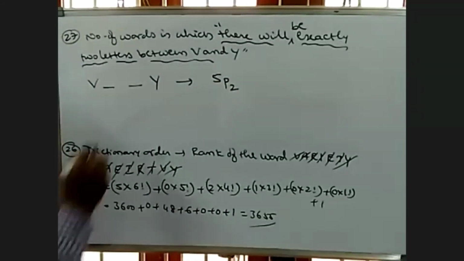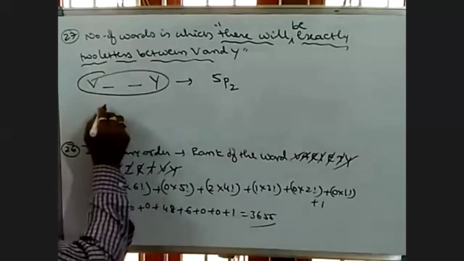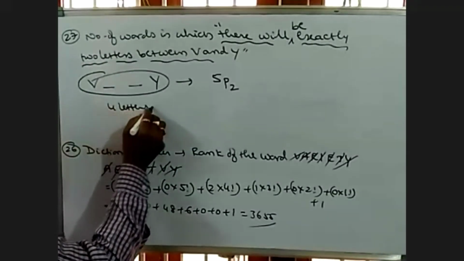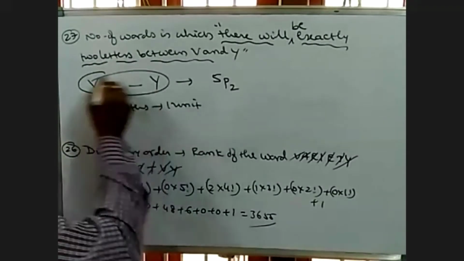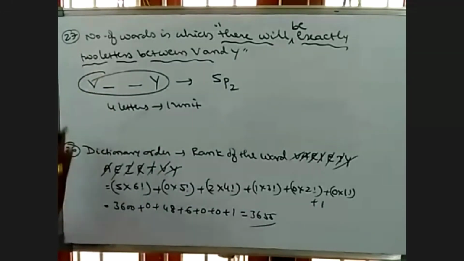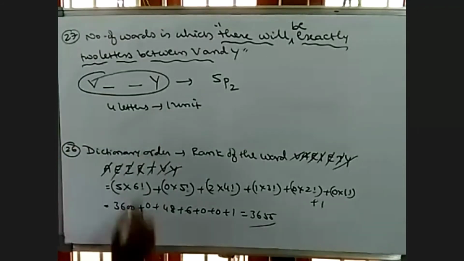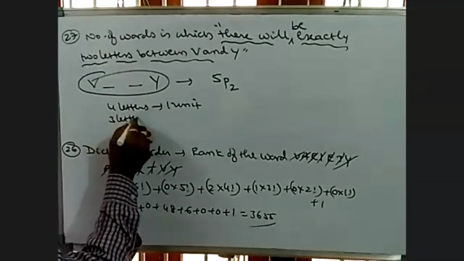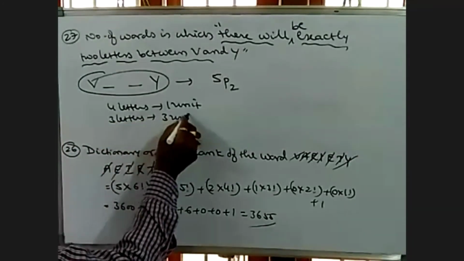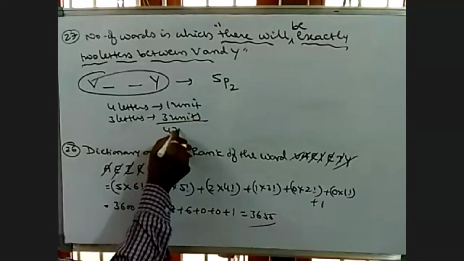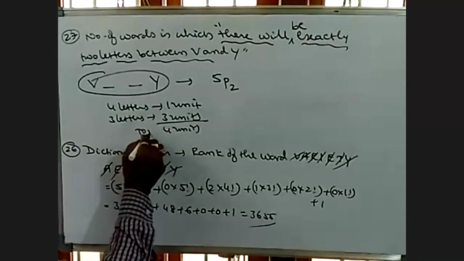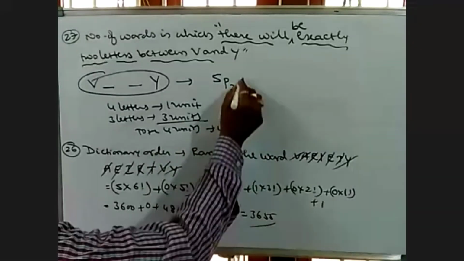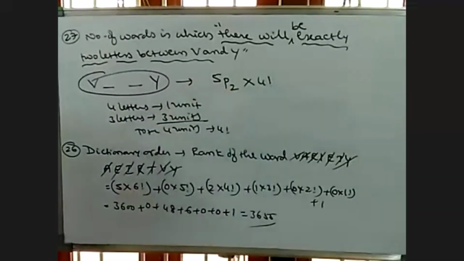5P2 ways. Now consider these 4 letters as 1 unit. Bundle them, because exactly 2 letters should be between V and Y. So remaining how many letters? 3 letters. These 3 letters can be considered as 3 units. This total of 4 units can be arranged in how many ways? 4 factorial ways. That's why 5P2 into 4 factorial.